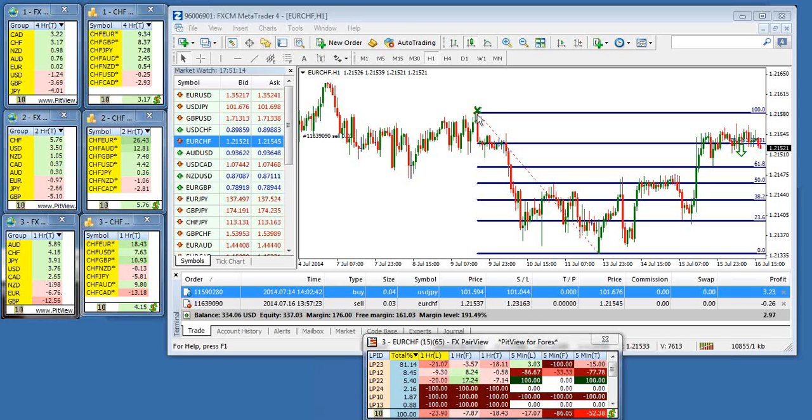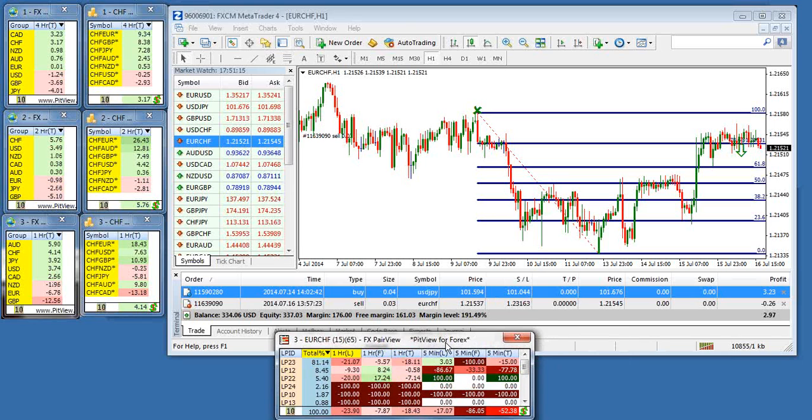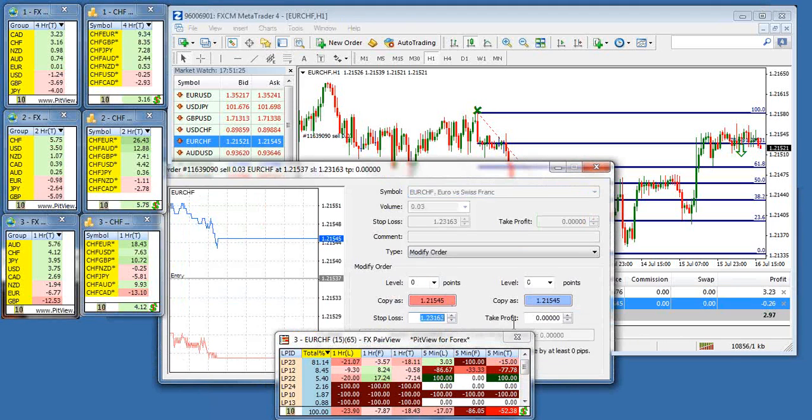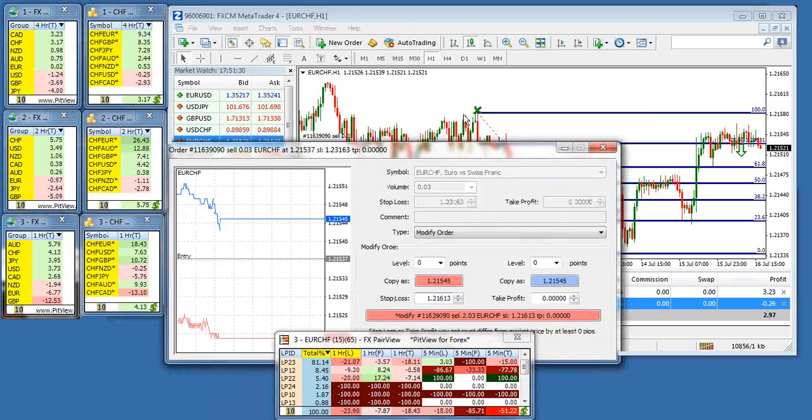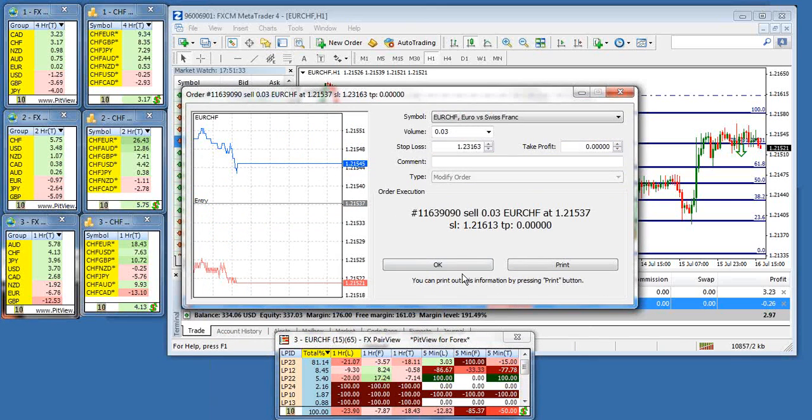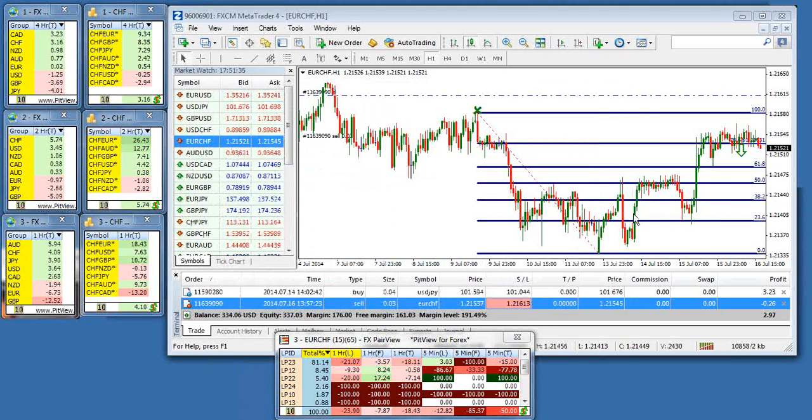See this high right in here. I think I have it wrong on there. Look at this high, 1.21583. It should be stop at 1.21613. That's where I should have had it. I think I mistyped it earlier. Modify it. Sorry, that was just something I had to do real quick.